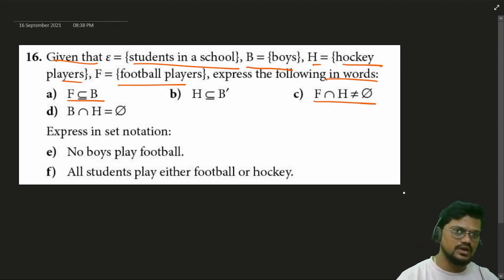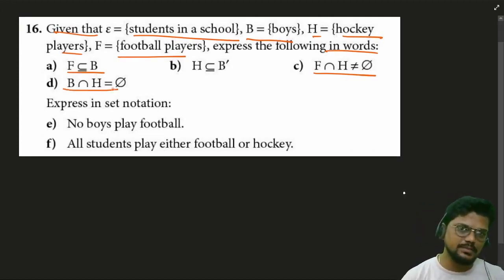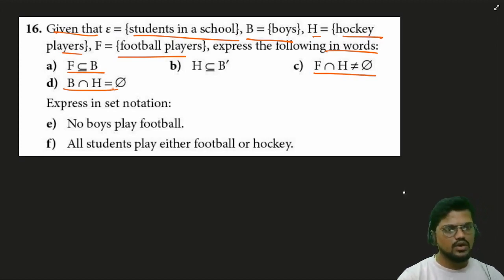No boys will play hockey. So over here, B intersection H is an empty set. That means no boys are playing hockey. No boys are hockey players, right? Or you can say hockey players are not boys. You can say either way. Okay, next question.